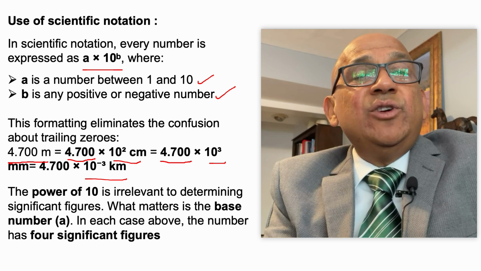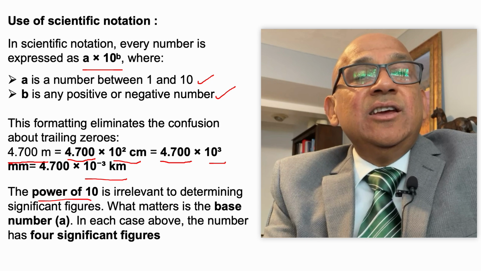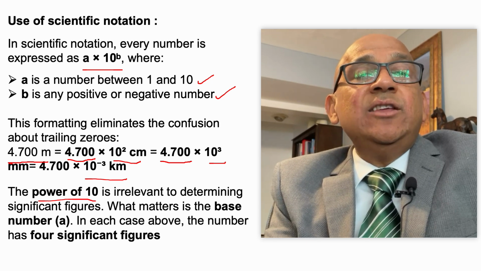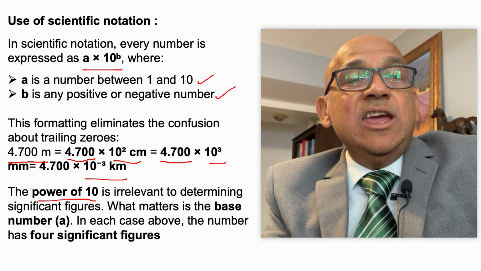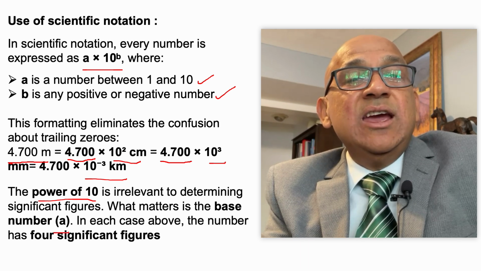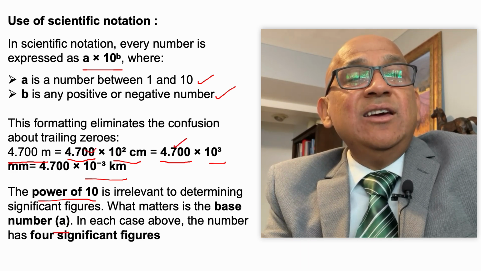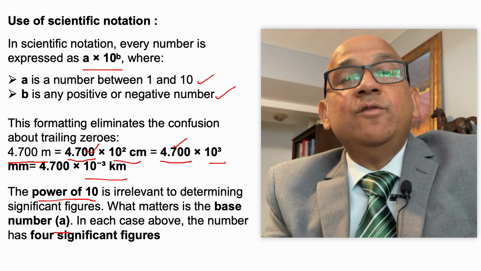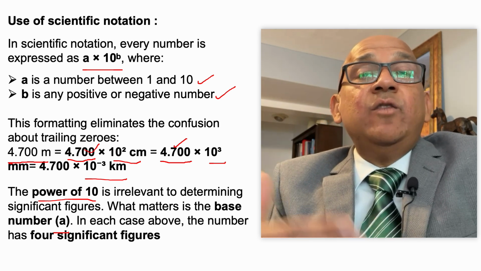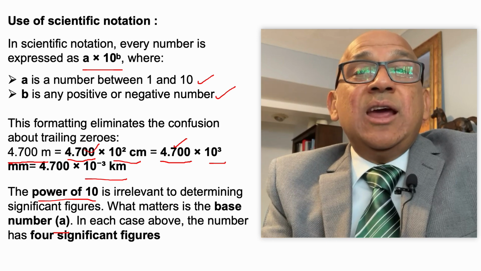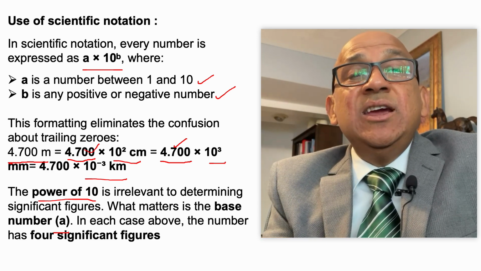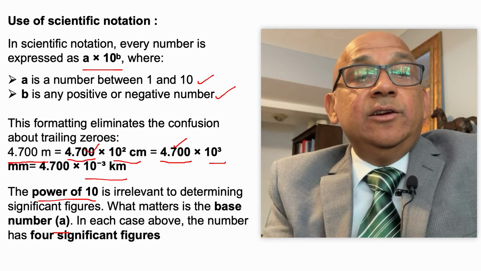So you see the number of significant figures remains the same. The power of 10 here is irrelevant to determining the significant figures. What matters is the base number a, which all the time has the same number of significant figures. So that is why scientific notation is very widely used. It helps in avoiding ambiguity when we present our results.